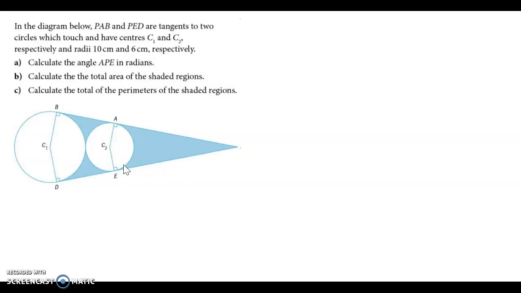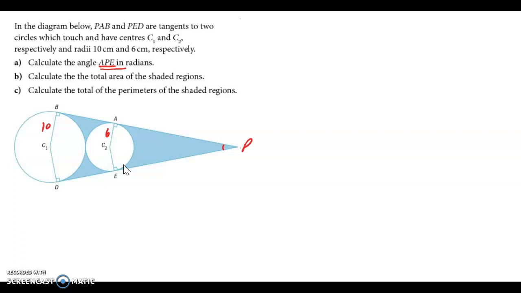In this video, we're going to look at one problem from circular measures, where we have two circles and the radii of these circles are given. For this one, it's 10 and for this one, it's 6. At the first part, it's asking us to find the angle APE, in radians. So we're supposed to find this angle.